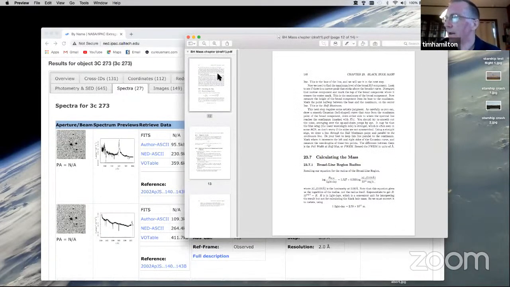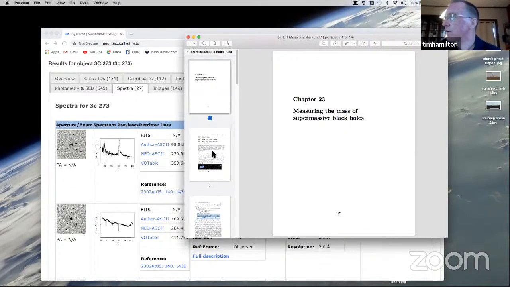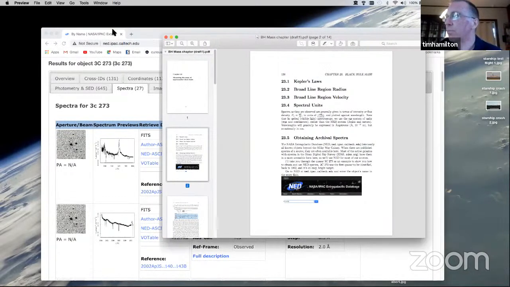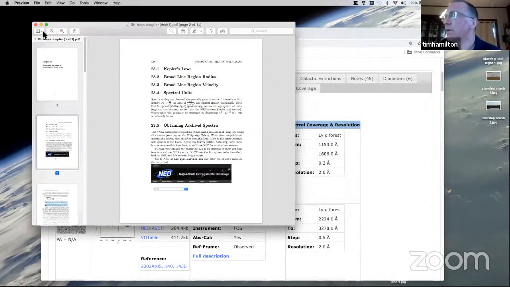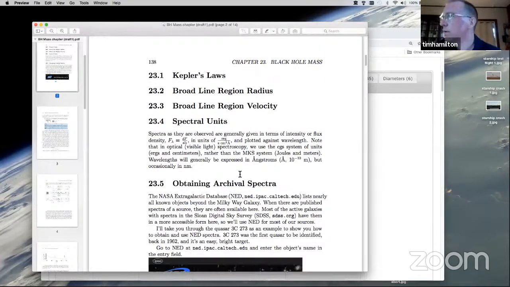I've got the first page of this chapter. It's just the background stuff that I showed you in the PowerPoint. So let's make this a bigger picture. I'm going to go to full width there. All right.